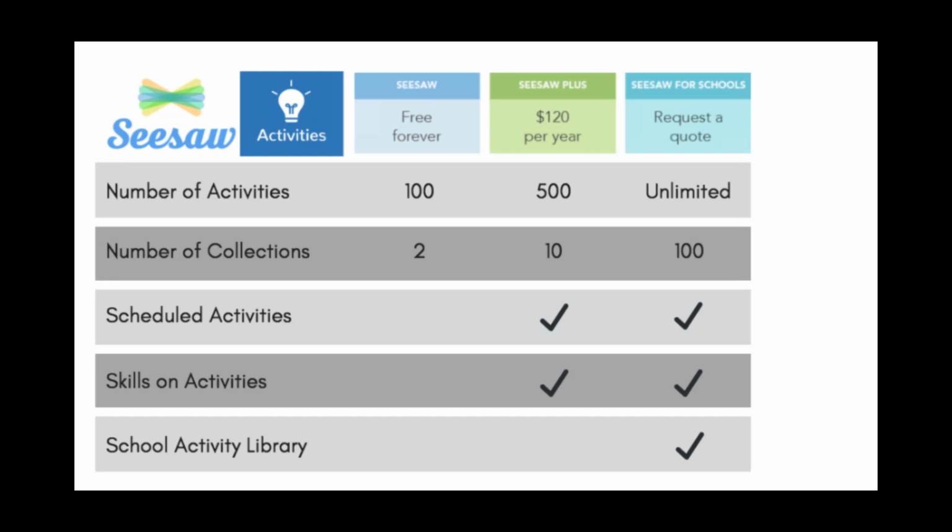Okay, I just wanted to put that there for your reference, just so you know, if you're using free Seesaw, you can have 100 activities in your My Library. They're associated with your teacher account, not with any one class. If you're Seesaw Plus, you have 500, and if you're Seesaw for Schools, you have unlimited. So I just wanted to put that there for you for reference, and that way if anyone asked me in the question box, I could refer them to that slide.